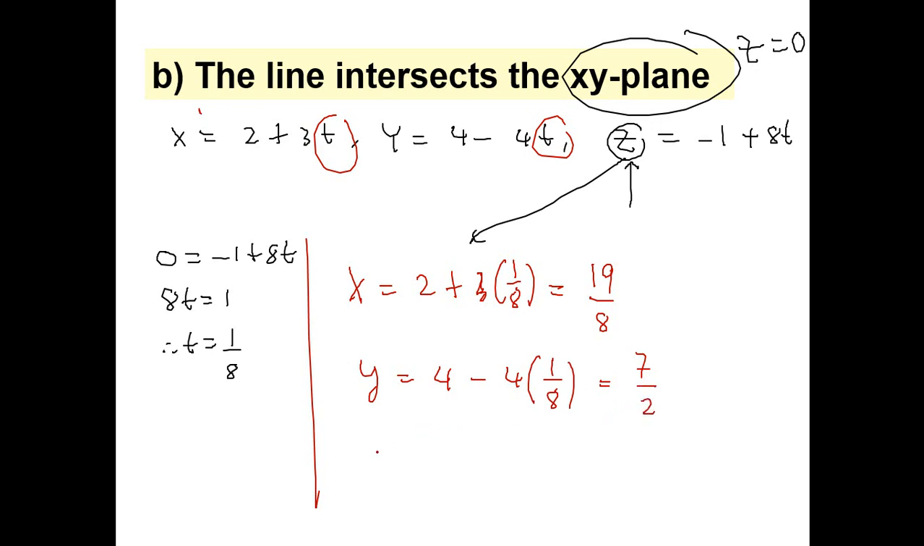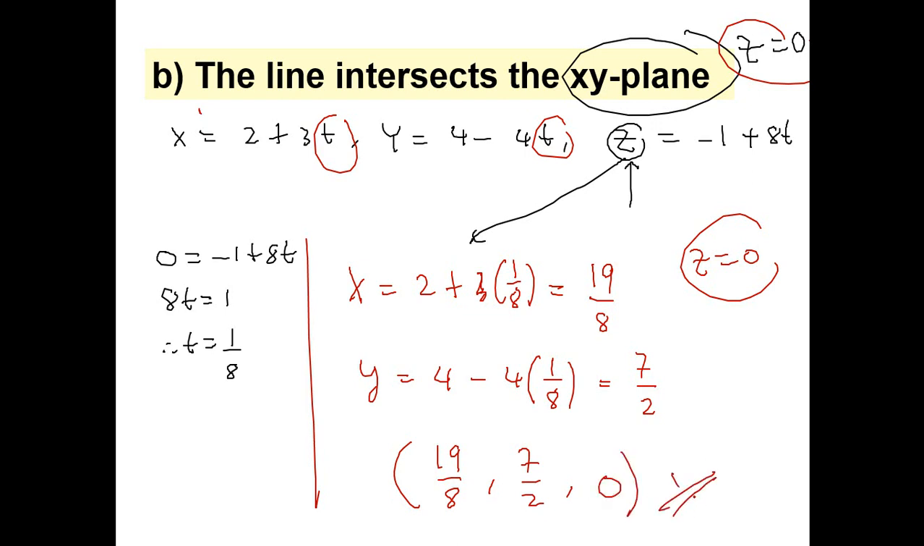And z is equal to 0. Therefore, the point of intersection between the line and the XY plane is (19/8, 7/2, 0). Done.